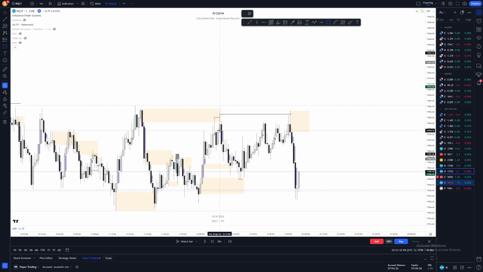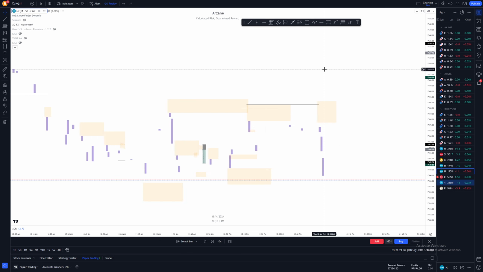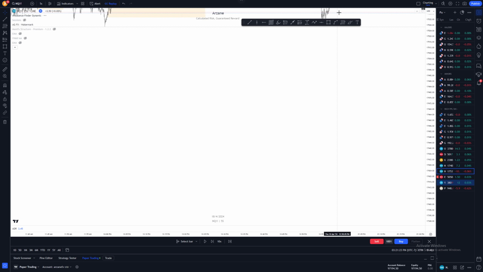Almost second to last one. This zone again, it's the extreme at this point. Take a 5 second right here. See what ends up happening.